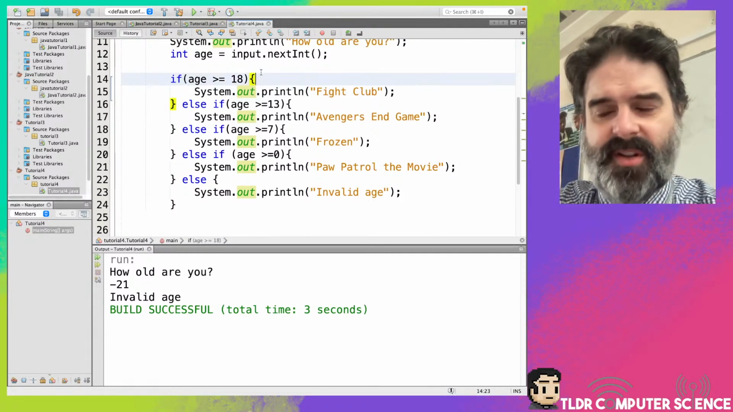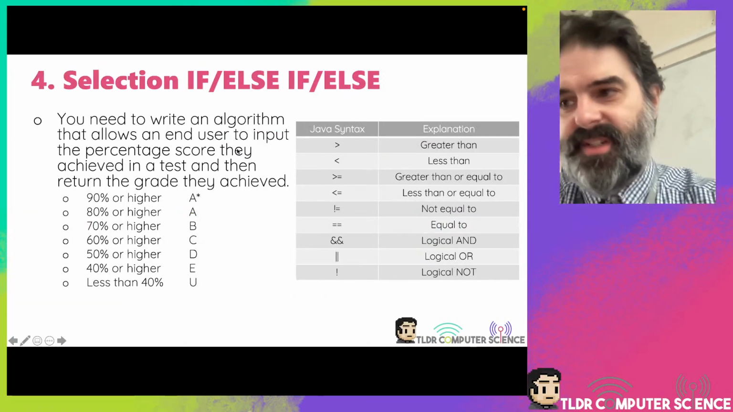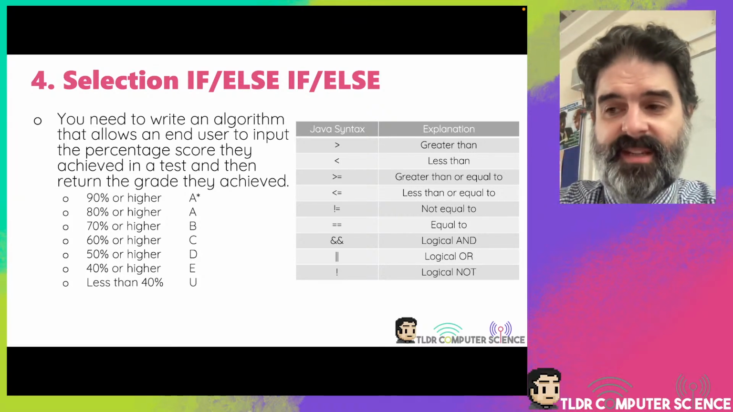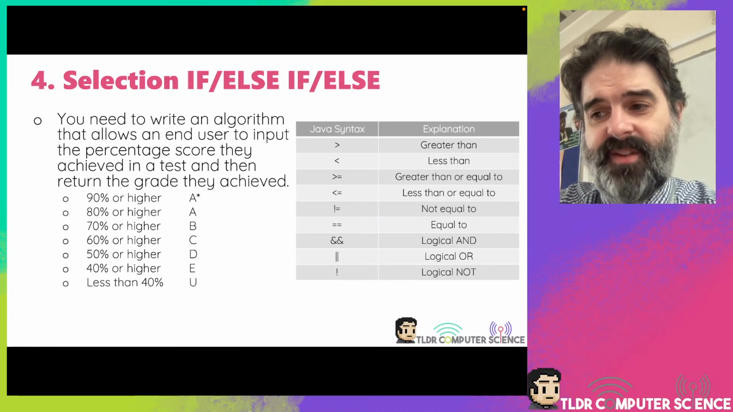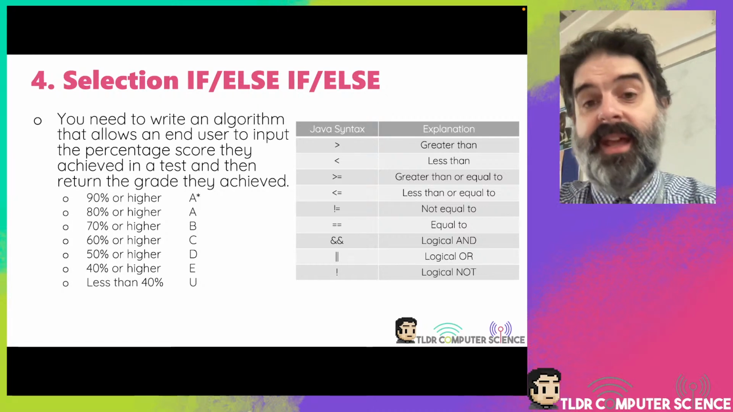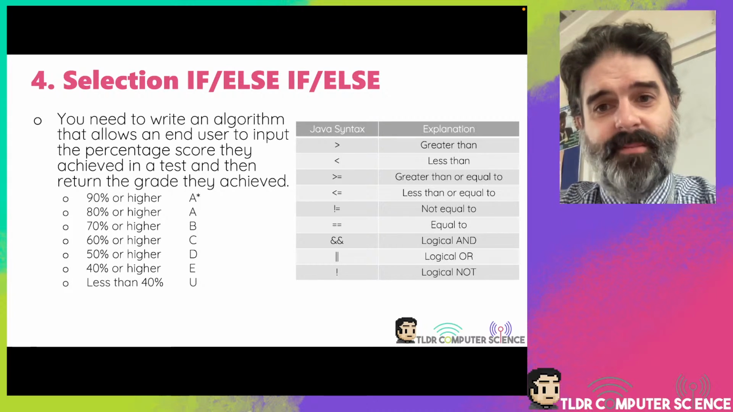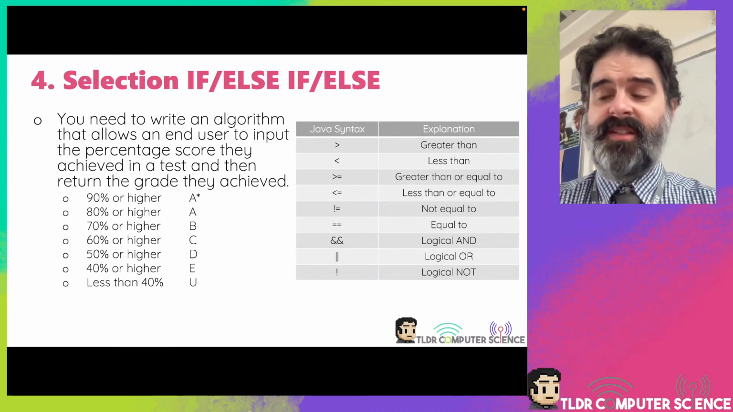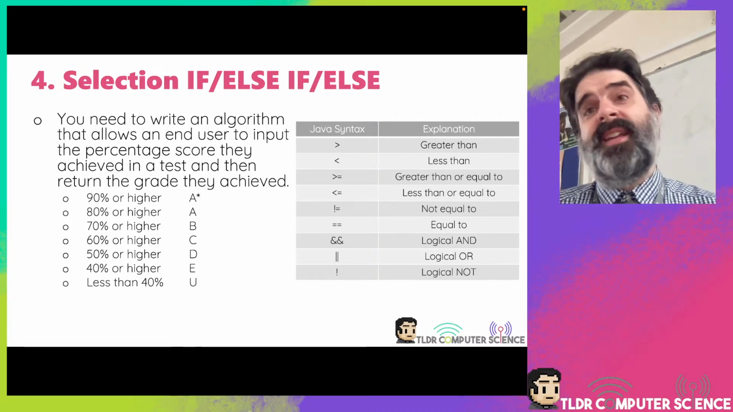Let's have a look at a problem to solve. So in here we've got selection but for grades. And what we've got is a series of percentages, 90%, 80%, 70%, 60, 50, 40, all the way down to a U. And you're going to need to try and solve that problem. So think about it. You're going to need to allow the end user to input their percentage score. Probably just take that in as an integer. You could take it in as a double though.